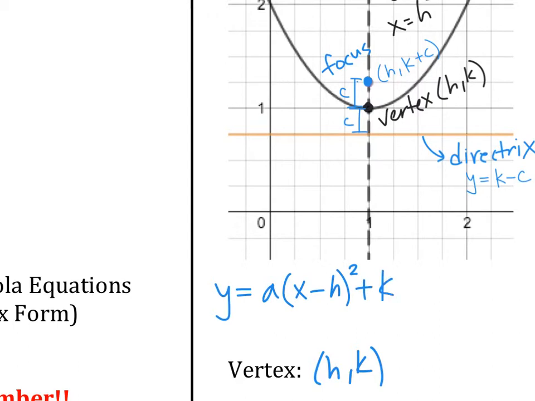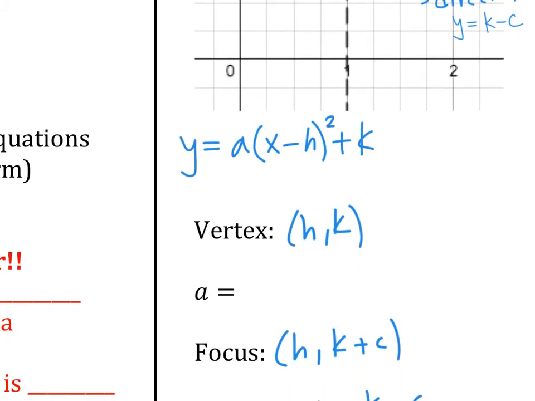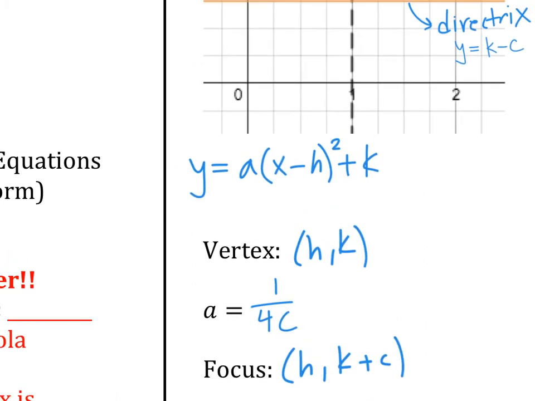Now, if you look at this parabola here, there is no A. So we need to redefine A. A is 1 over 4C. Okay, this you have to memorize. If you don't memorize this, it's impossible to figure out this parabola. You could figure out C, you can figure out H and K, you just cannot know that A is 1 over 4C. So you have to memorize this. Okay, so this is really our new parabola equation, 1 over 4C times x minus H squared plus K.